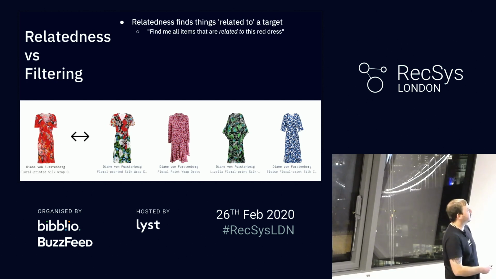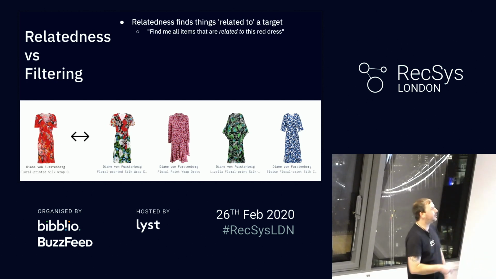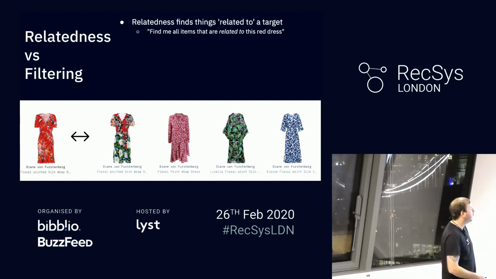And I just want to talk for a second about relatedness versus filtering. So relatedness finds things related to some target. So I have here a red dress. I want to find things that are related to this red dress. It's mostly other dresses. None of them is really red. I mean, the second one maybe, I don't know.